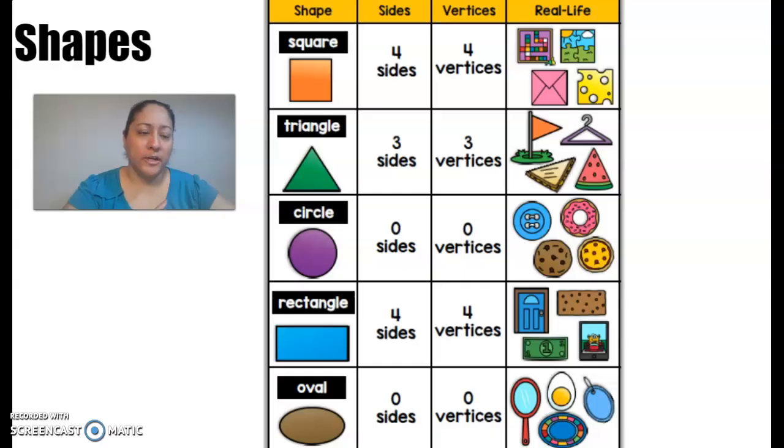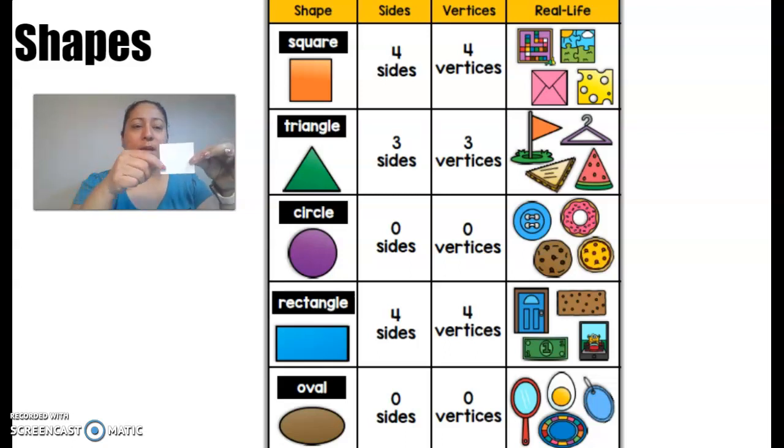We're going to start off by reviewing what we're going to learn today. So today we're going to continue learning about 2D shapes. We're going to talk about the name of the shape, how many sides it has, and how many vertices, okay? Today I drew them on a piece of paper and I cut them out so that we can talk about it.